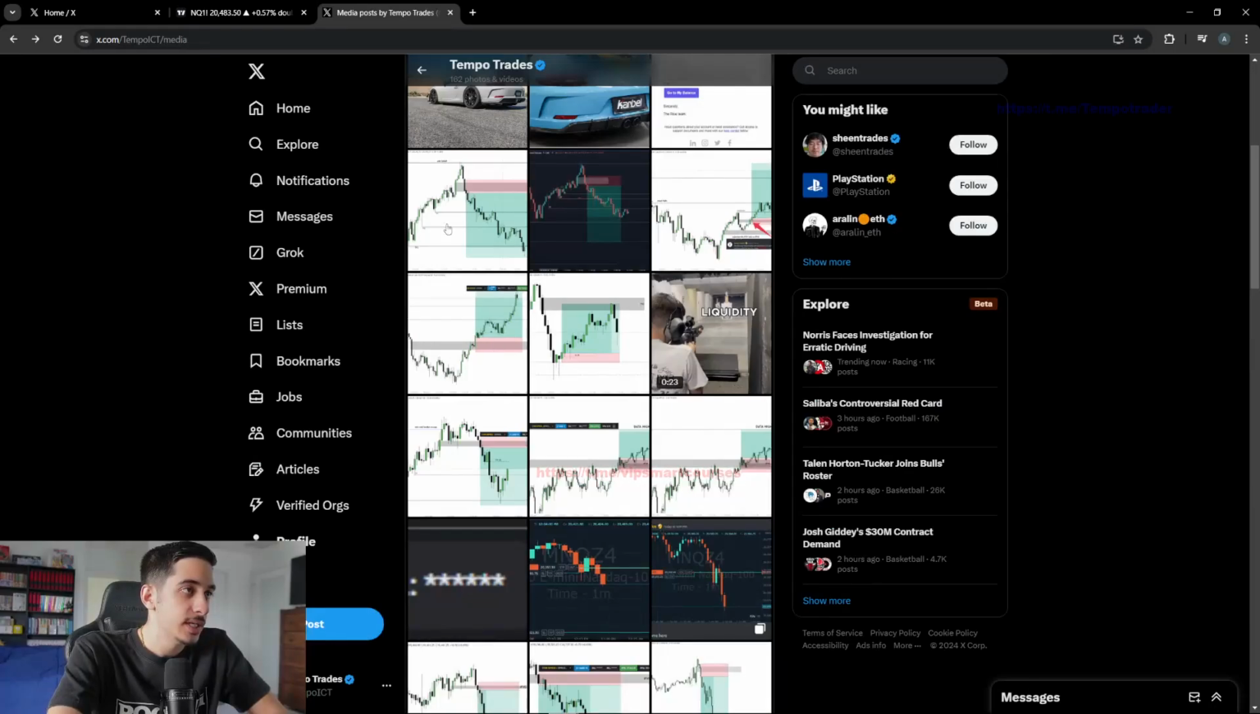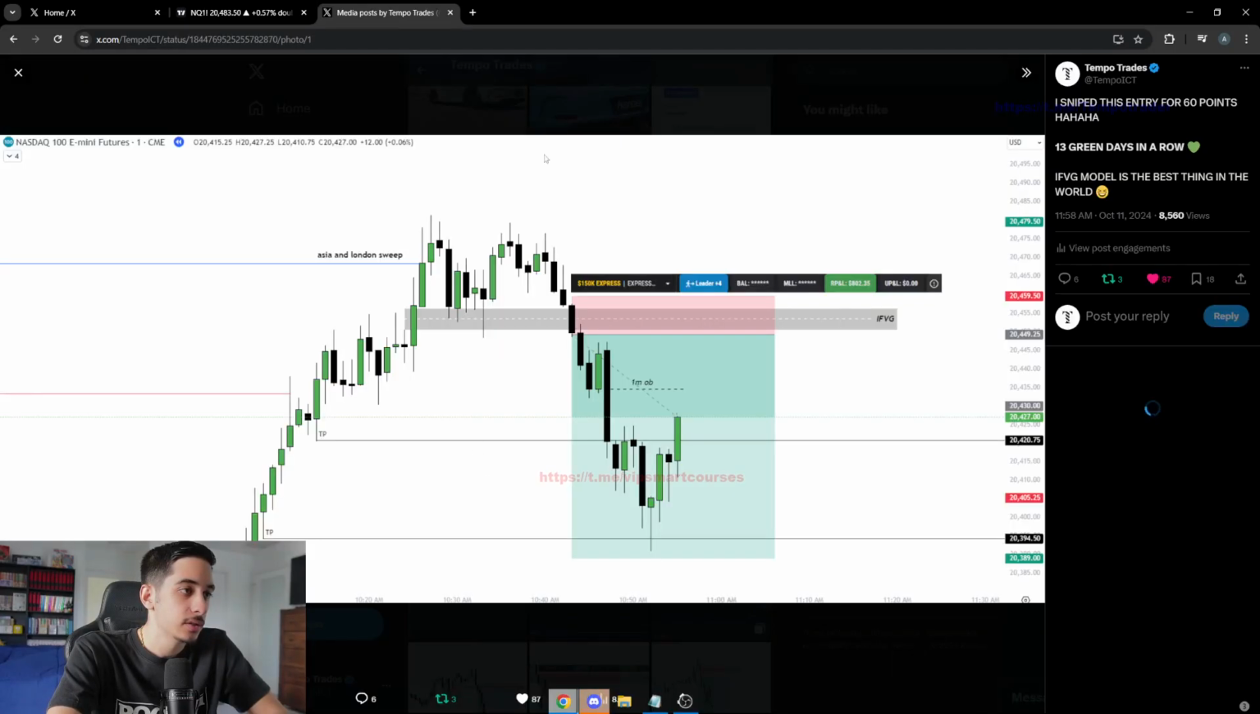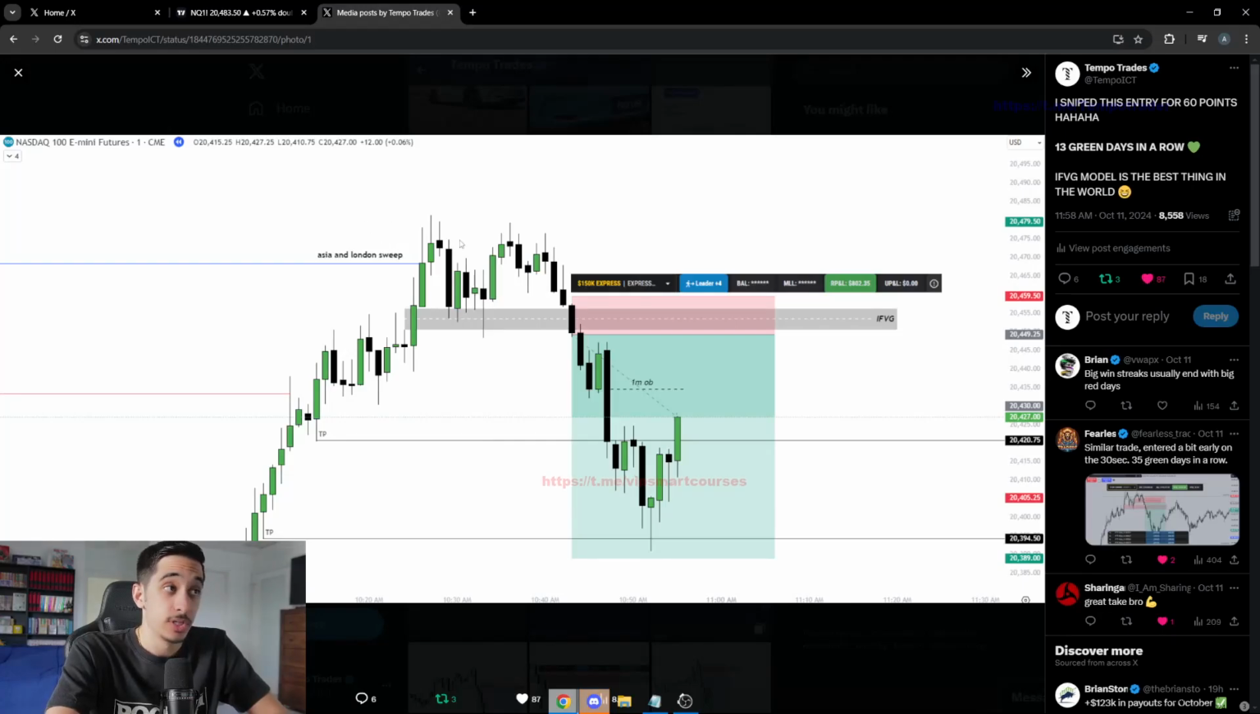You're going to see this countless times. That's actually a low of day sweep. Let me find one right here. So here's a perfect example. This blue line is Asia. This red line is London. We came up, we swept London, came up a little bit more, swept Asia, and then we had our dump. And that's what I look for every single day.